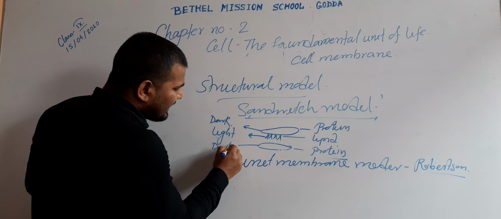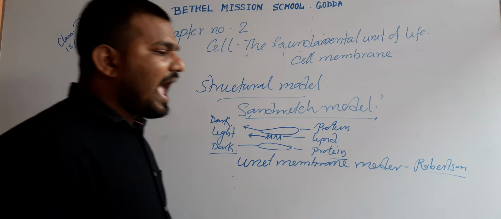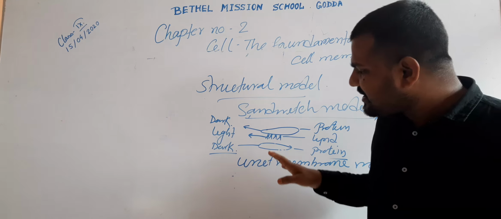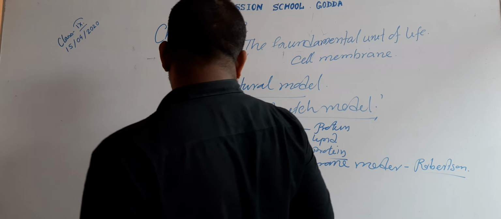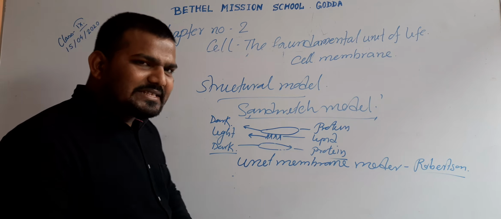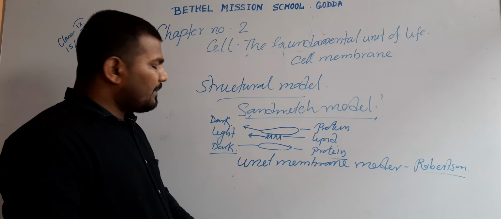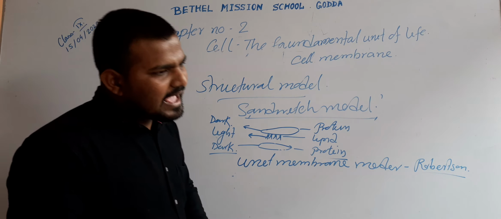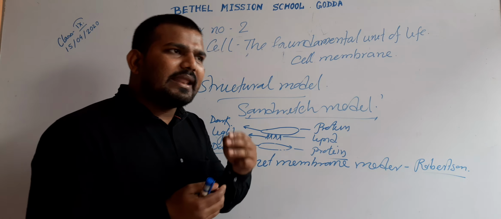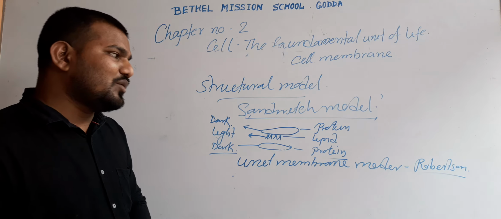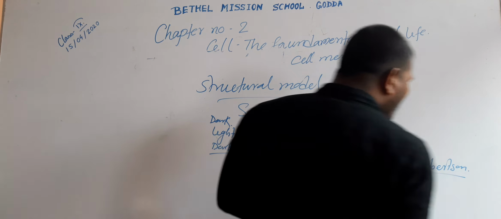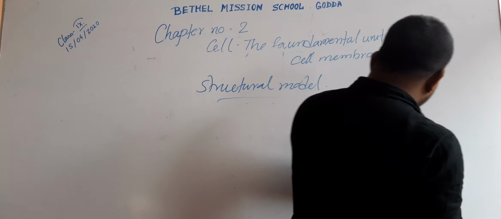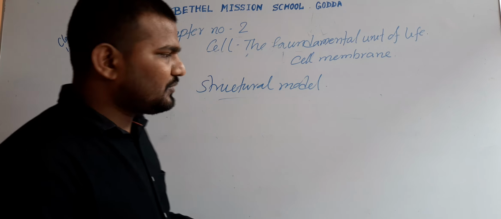So the dark and light bands are continuously arranged when we observe under the electron microscope. Robertson says that the cell membrane is a tri-layer membrane, but these three layers are compact and behave like a unit membrane. And the most scientific model of the cell membrane is known as the fluid mosaic model.